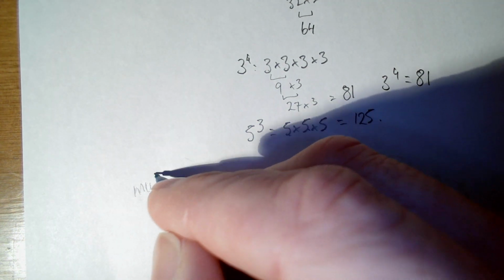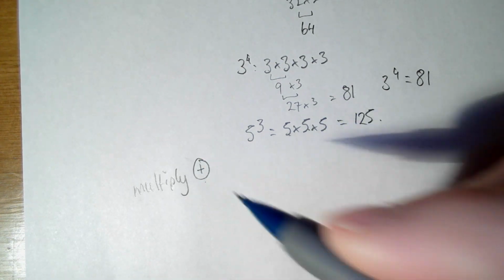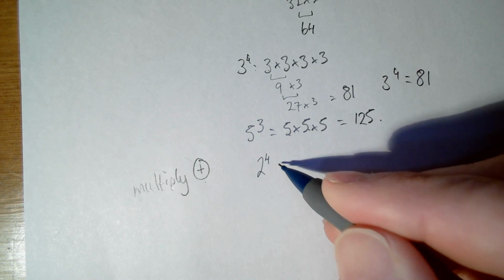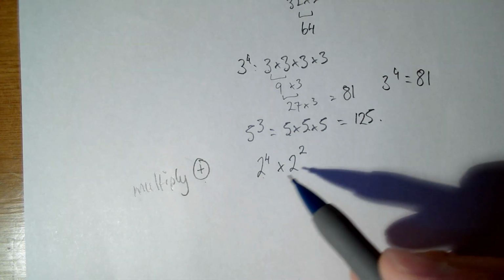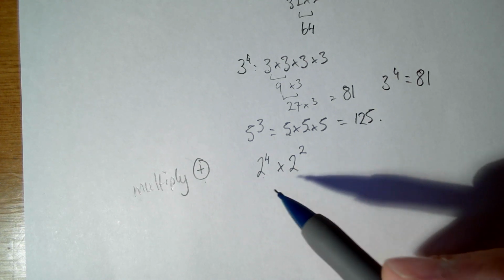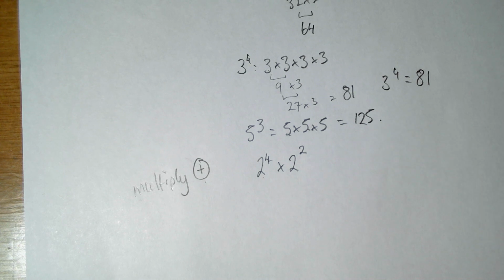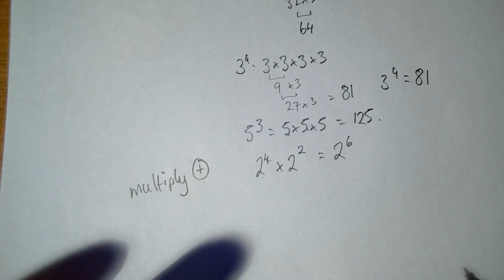So now let's look at the first rule of indices, and this is when we're multiplying indices, we add. So what do we add? Well, we add the indices. So if we have 2 to the power of 4 multiplied by 2 to the power of 2, well, the base is the same, so we can add the indices. So 4 plus 2 is equal to 6. So we have 2 to the power of 6.